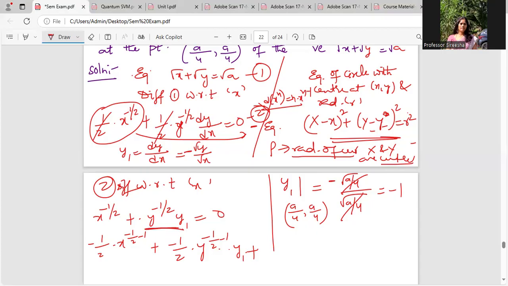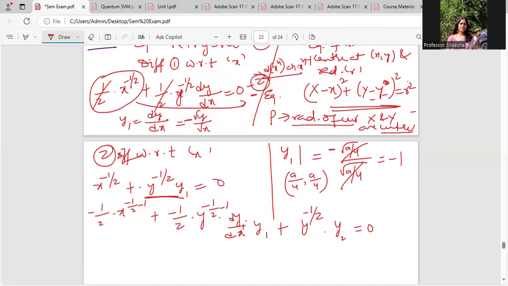Of course, I'll be having, just a second. I have differentiated the y term, so I have a y1, that is dy by dx, which will be accompanied. Already there's a y1, which is there as it is. Now y power minus 1 by 2 is treated as a constant. The y1 derivative would be y2. This is equal to 0. I can simplify it, or I can directly substitute the point and simplify as well. Now here I can clearly see I have two y1 terms. That product would be y1 squared, right?